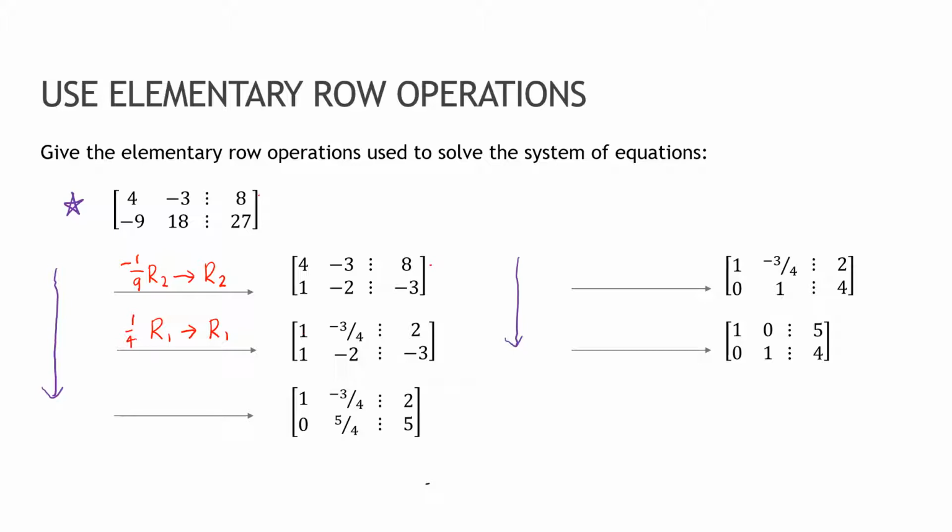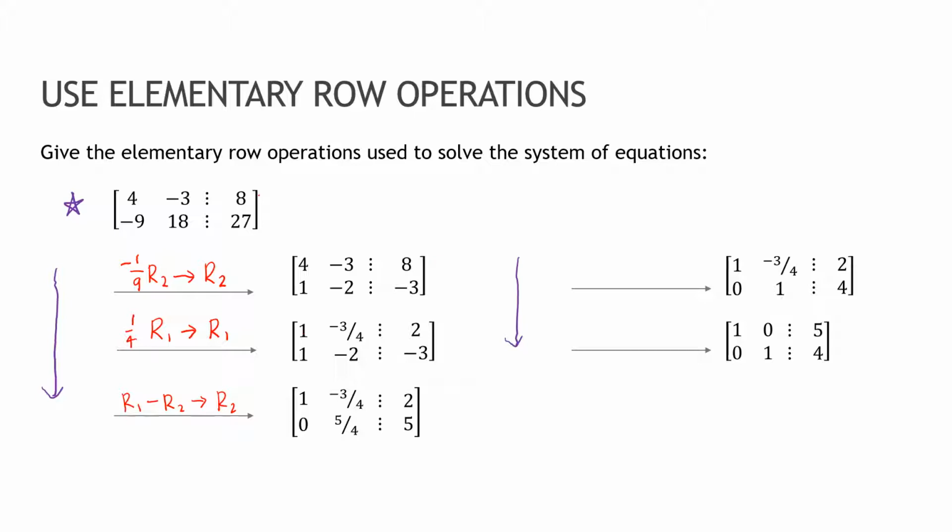Now what? It looks like I ended up with a 0 here. So row 2 is the one that's changing. And how did row 2 change? It looks like I took row 1 minus row 2. 1 minus 1 gave me 0. -3/4 minus -2 would have given me +5/4. 2 minus -3 would have given me +5. So row 1 minus row 2 was my new row 2.